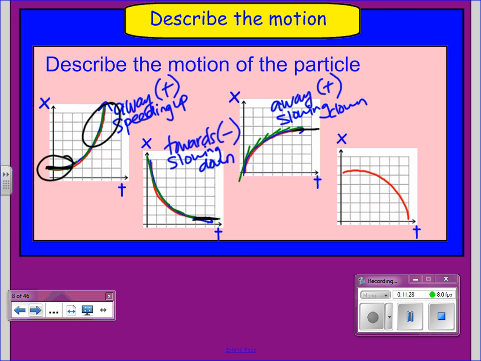Finally, let's look at the last graph. The last graph is moving towards the origin, or in the negative direction, and notice that the slopes are getting steeper as time goes on. If the slopes are getting steeper, that must mean it is speeding up. It's a good idea to have these four basic types of graphs memorized so you can recognize the different types of motion.